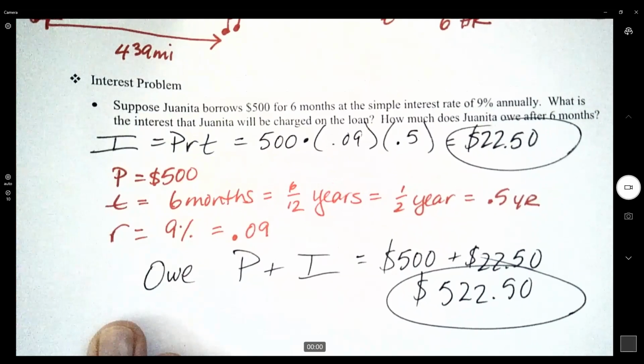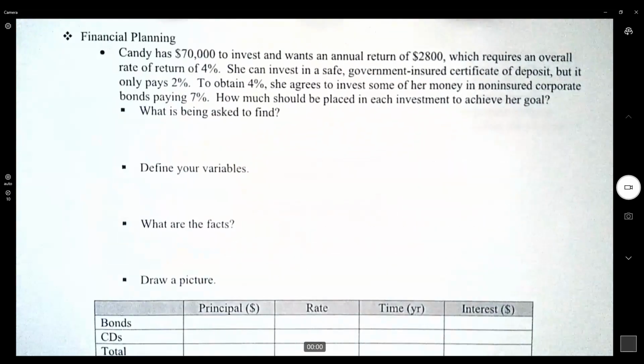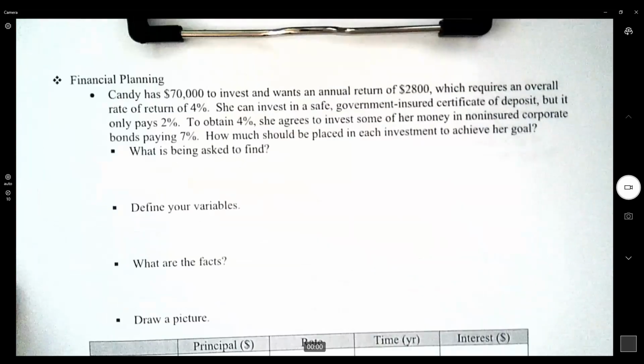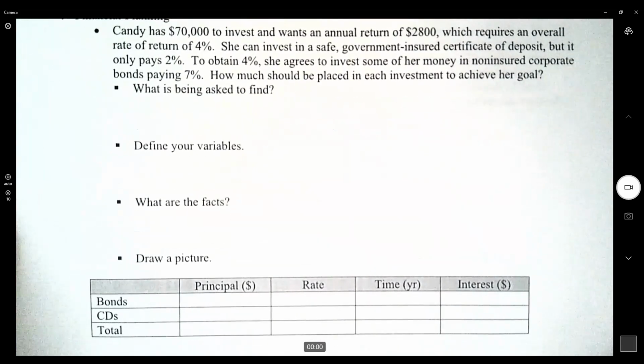Let's look at some more complicated examples on the next page. Candy has $70,000 to invest and wants an annual return of $2,800, which requires an overall rate of return of 4%.